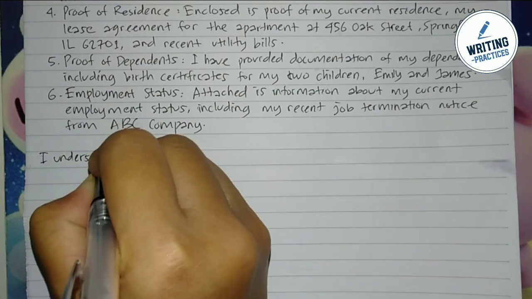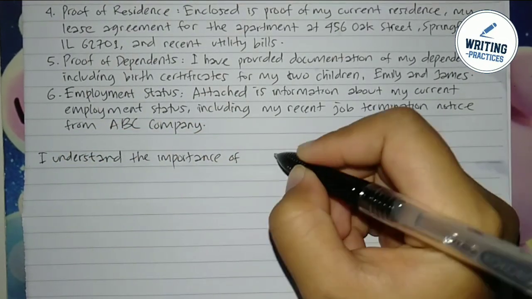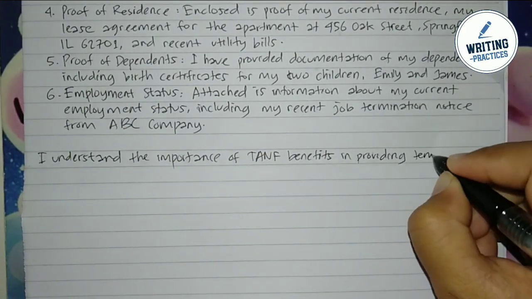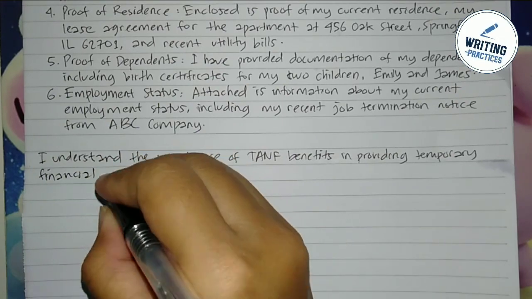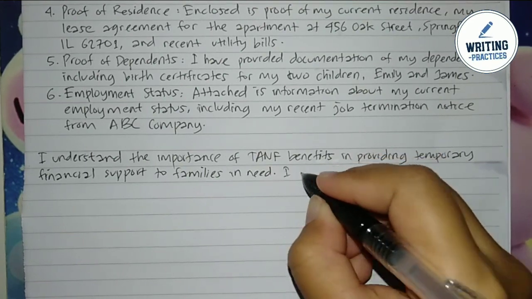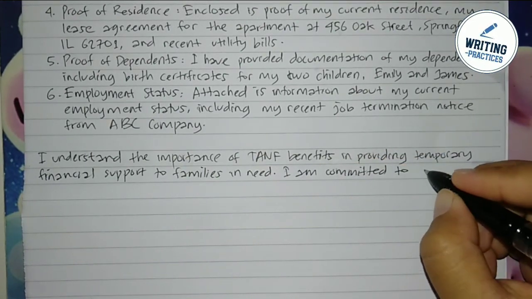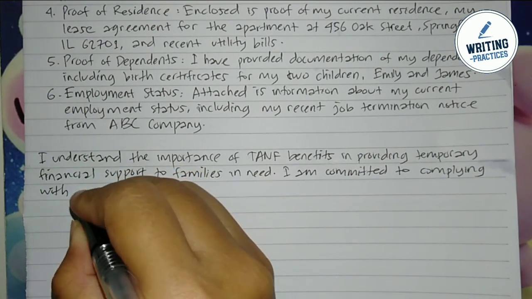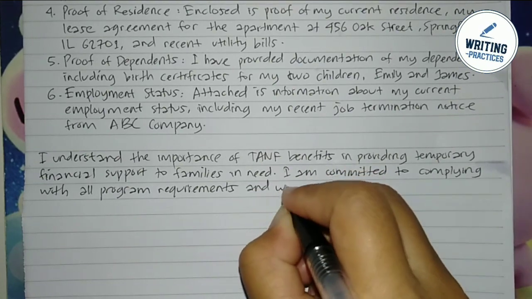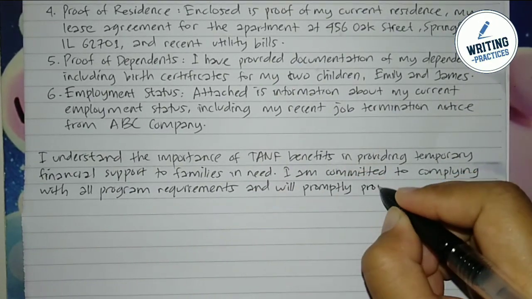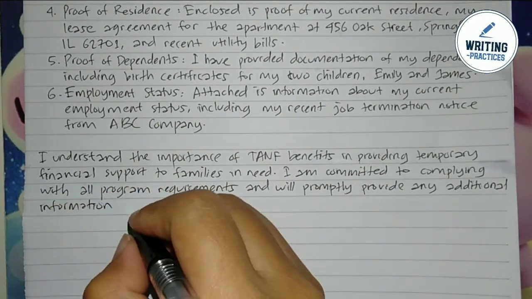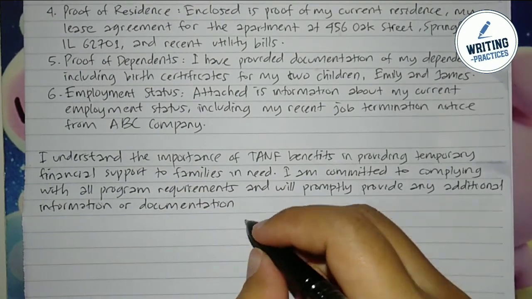In the 4th paragraph, this is where you write your commitment to compliance. It means, you need to express your understanding of the importance of complying with all program requirements. If you don't know what to write, you may simply copy this. I understand the importance of TANF benefits in providing temporary financial support to families in need. And then, state your commitment to providing any additional information or documentation requested. Here is how you write it. I am committed to complying with all program requirements, and will promptly provide any additional information or documentation requested by your office.